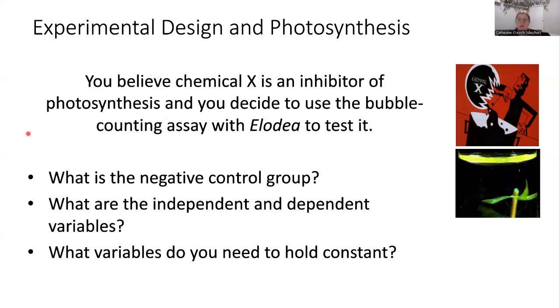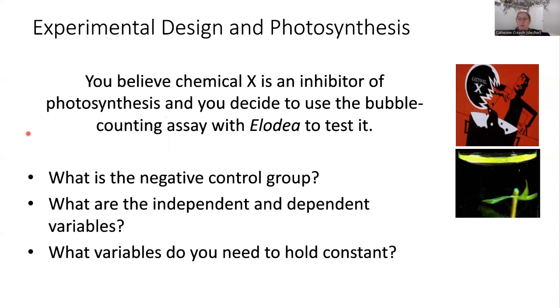A negative control would be where you know the results would give you a known outcome. So in this case, if I'm testing chemical X, the negative control would be no chemical X. So I would have just an Elodea in the water, no chemical added to it. That would show me what photosynthesis looks like when it's uninhibited, and I could compare the other beakers to it.